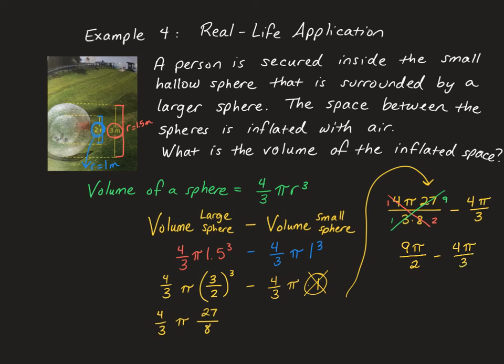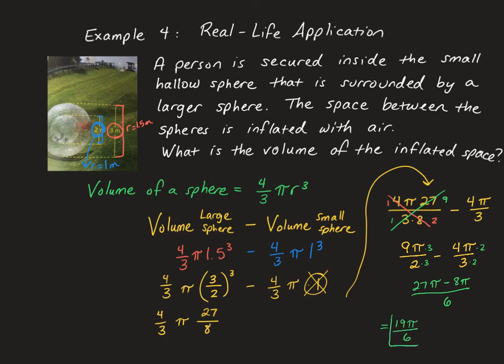We do need to get our denominators the same in order to combine like terms. So I'm going to multiply by 3's here and by 2's here. So then I have 27 pi minus 8 pi all over 6. And 27 minus 8 is 19. So I have 19 pi all over 6.